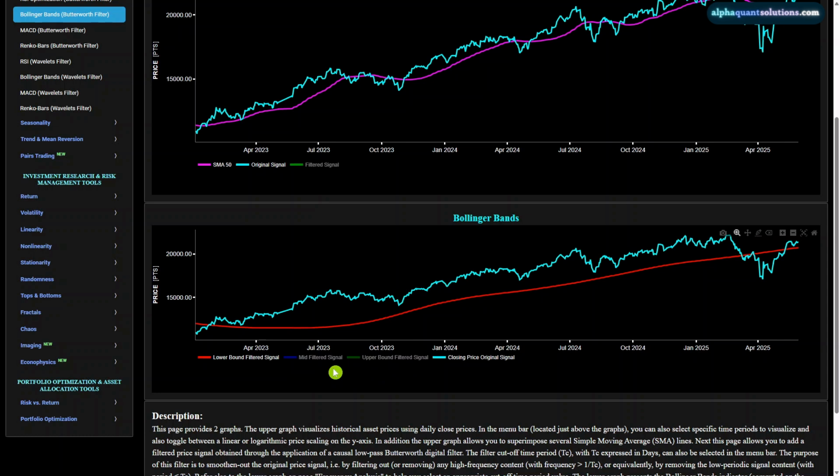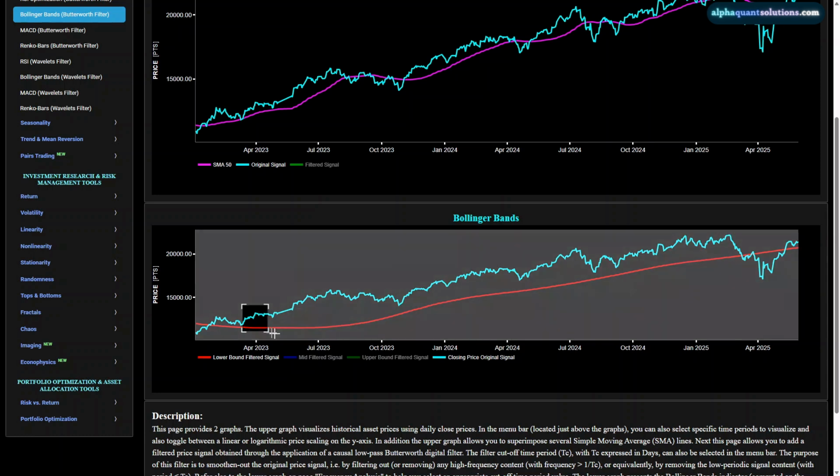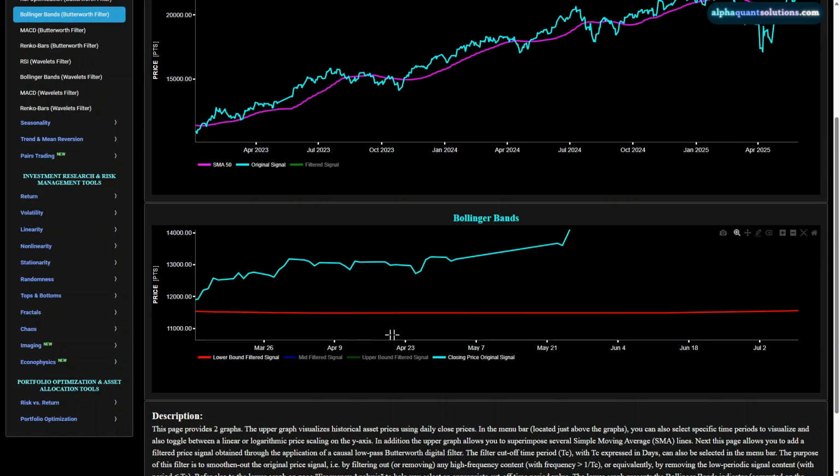So for the trade entry, we had three conditions. One, the unfiltered price had to be above the lower boundary. Two, the unfiltered price had to be above its SMA 50 days. And three, we wanted to check whether there was at some point an uptick, or let's say a positive growth, in the lower boundary. And this seems to be happening somewhere in April.